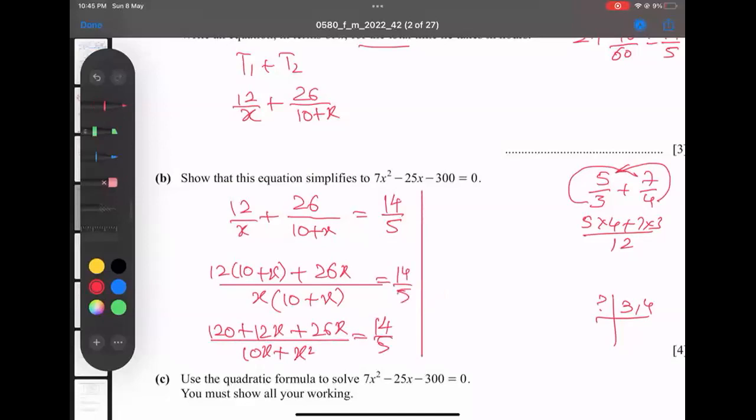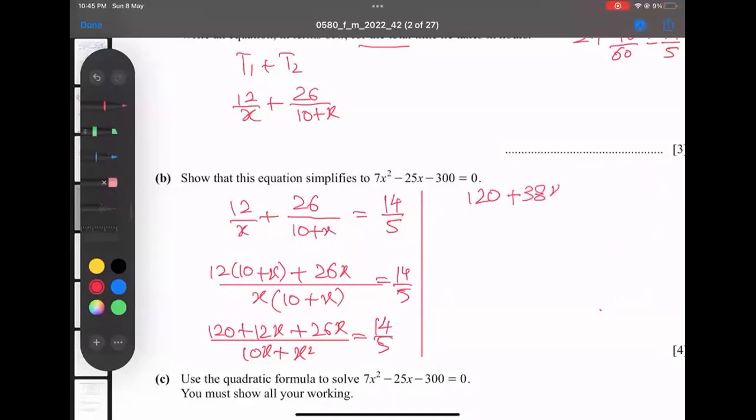Now I'm going to do the rest part. So right hand side is no need to write it here. Cross multiply. Before I do cross multiply, 120 plus 38x over 10x plus x to power 2 over 14/5. 5 multiplies there. So 38 times 5 is 190x, and 140x and 14x to power 2.